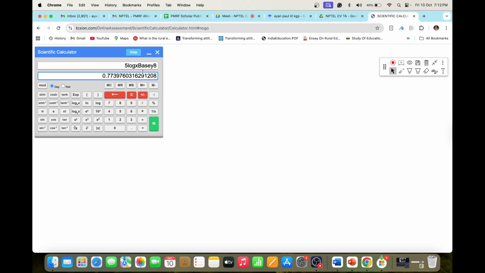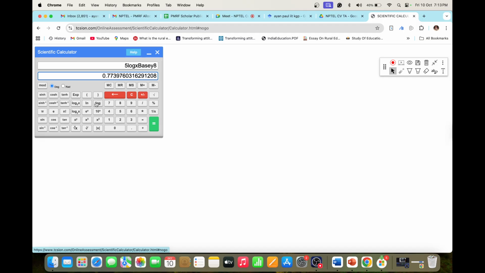Yes, you have to do it like this. Again I repeat, x and y are there. First you have to do the x, like 5 log, and then the base you have to set. Then again you have to do 8 and then you have to do this. So that is log base.